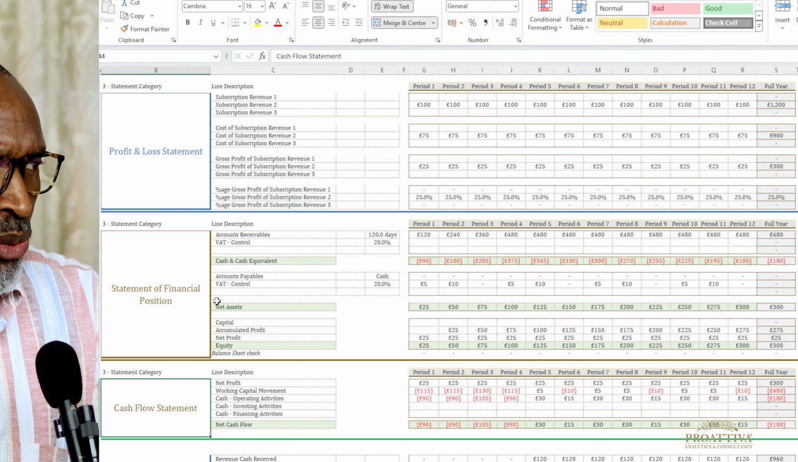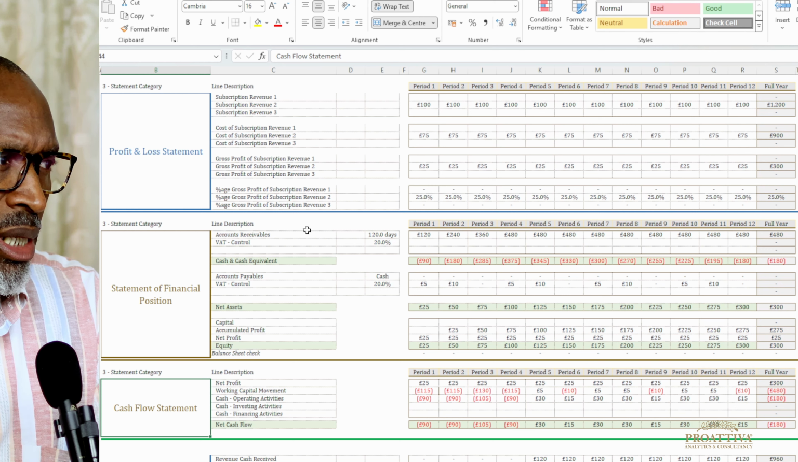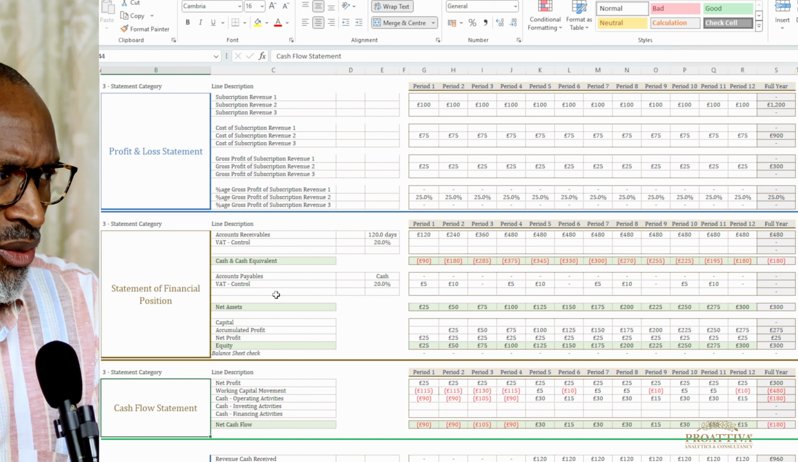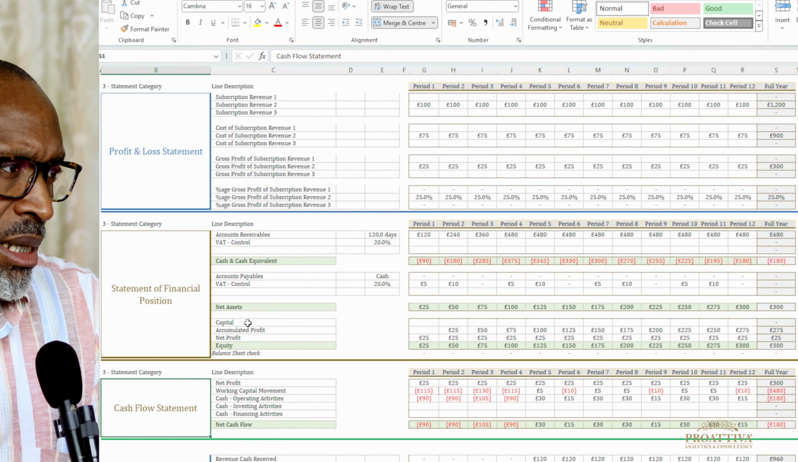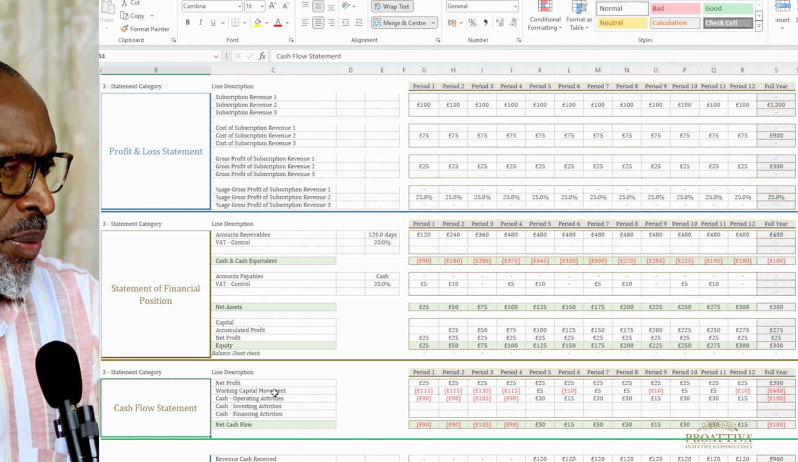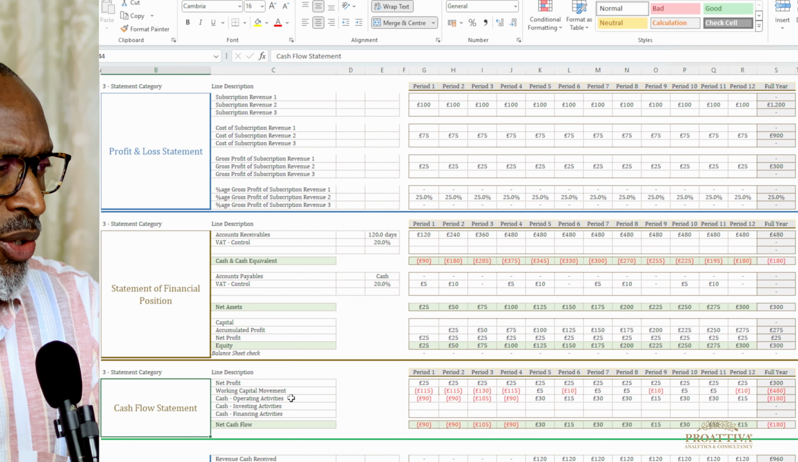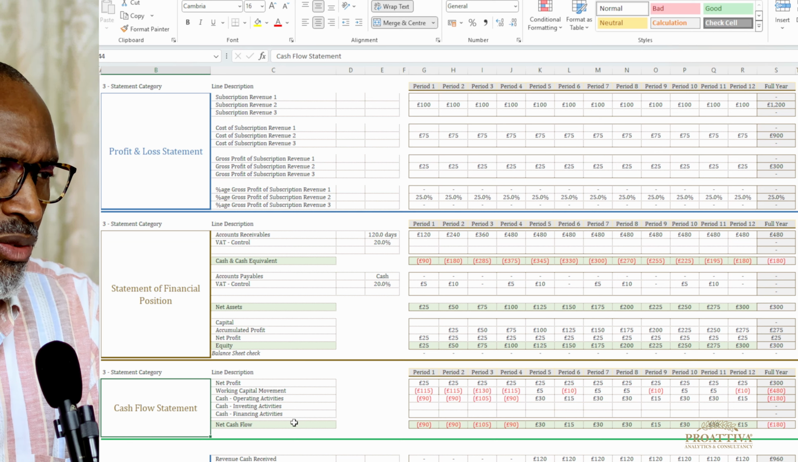Where the action begins is where you have the statement of financial position. Here what I've done is I've got receivables, that's my current assets, and then I've got my current liabilities here: capital, accumulated profit, net profit, equity, and then the balance sheet. The cash flow statement, on the other hand, you can see starting off with the net profit, working capital movement, cash from operating activities, investing activities, financing activities, and then the net cash flow.